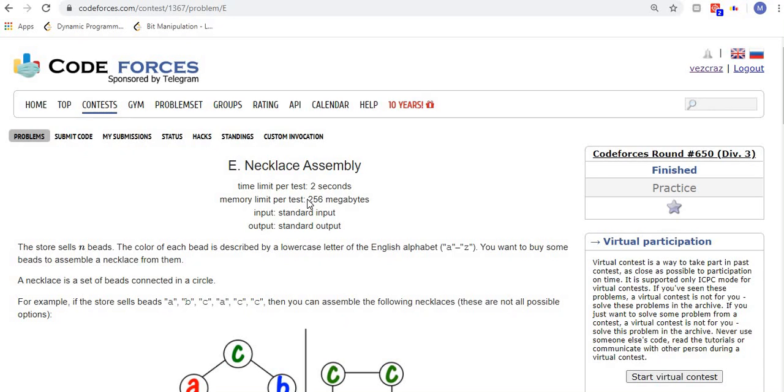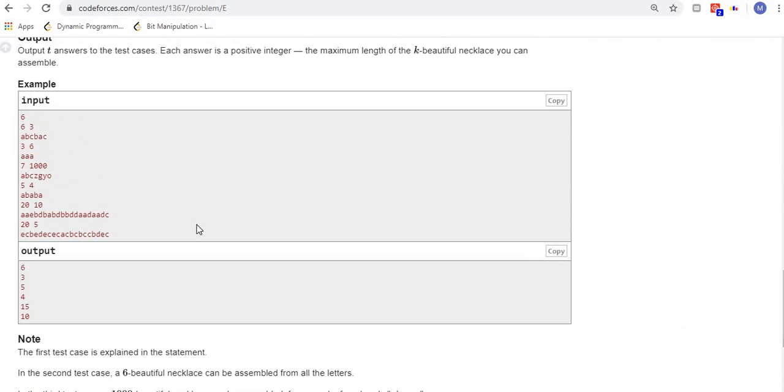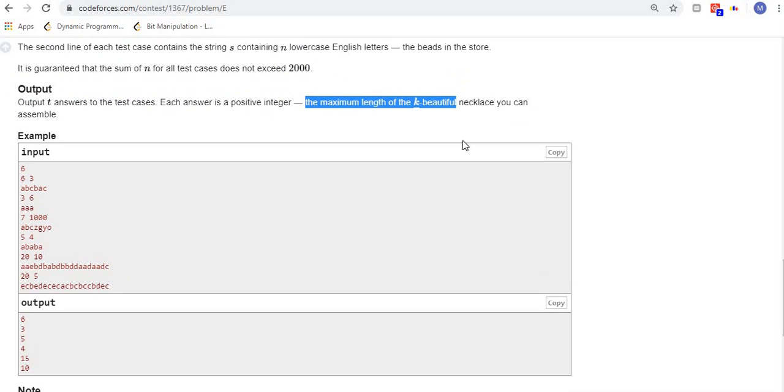In this video, I'm going to solve the question Necklace Assembly from Codeforces Round 650. To simplify the question as a whole, basically we have been given a string of a certain length, and from that string we have to extract some characters to make a string that is k beautiful. Now we can make k beautiful strings of different lengths. We have to find the maximum length of the k beautiful string that we can form.